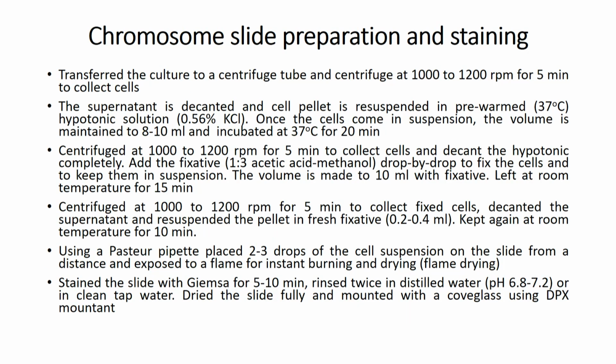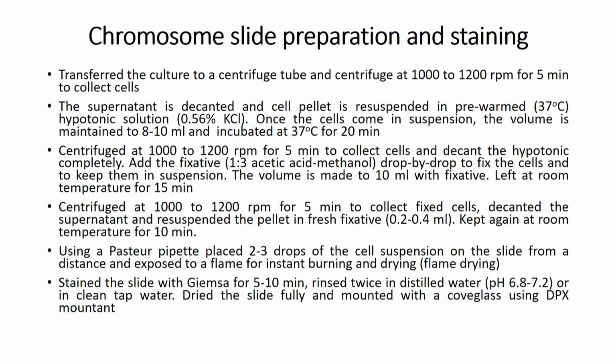Now next is chromosome slide preparation and its staining. What one does is that the culture is transferred to a centrifuge tube, because now our aim is to collect these cells. To collect the cells, we have to centrifuge so that cells are collected in the form of a pellet and the medium remains in the form of supernatant. At 1000 to 1200 RPM for 5 minutes, this is okay for allowing the cells to get pelleted.